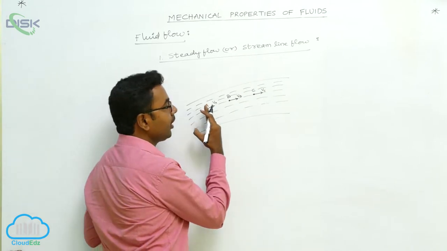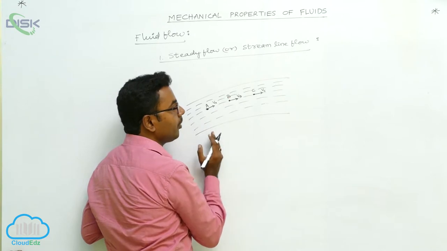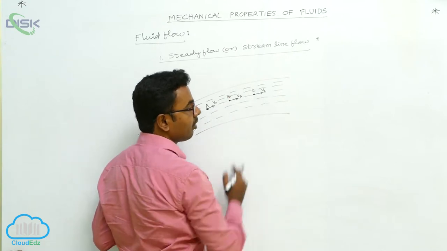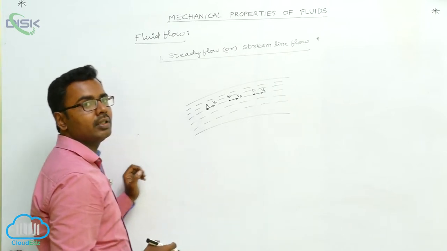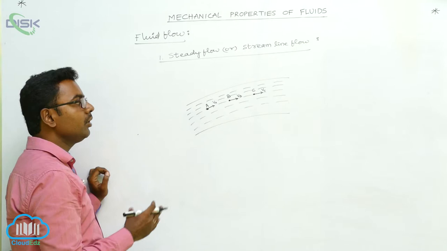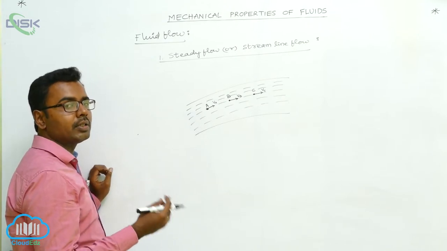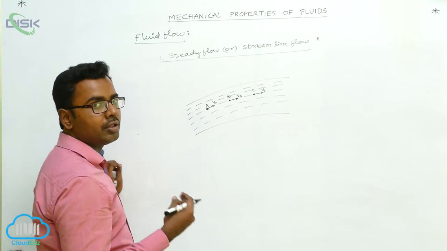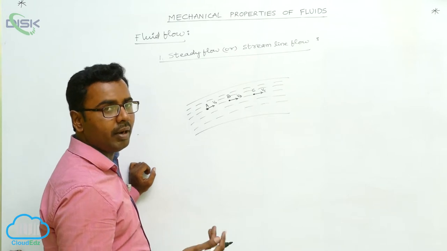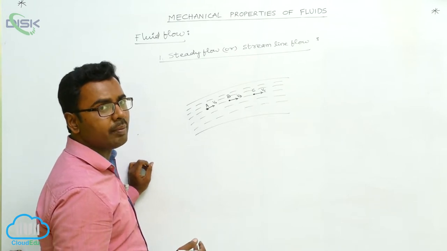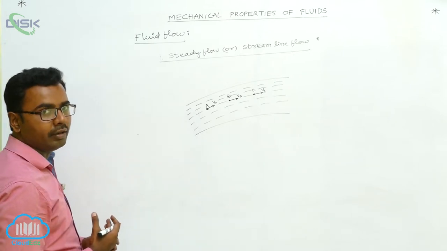Means every particle crossing point A with velocity VA, all particles crossing point B with velocity VB, all particles crossing point C with velocity VC. Such a type of fluid flow is the steady flow. In steady flow, at a particular point, the velocity is constant for all particles. Means all particles of the fluid cross the particular point with the same velocity, means with the same magnitude of velocity and in the same direction. Such a type of fluid flow is the steady flow or a streamline flow.